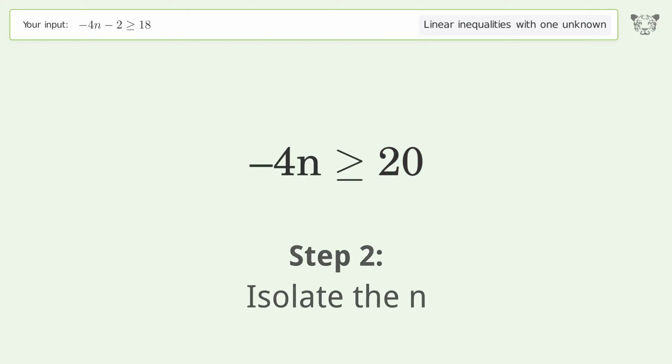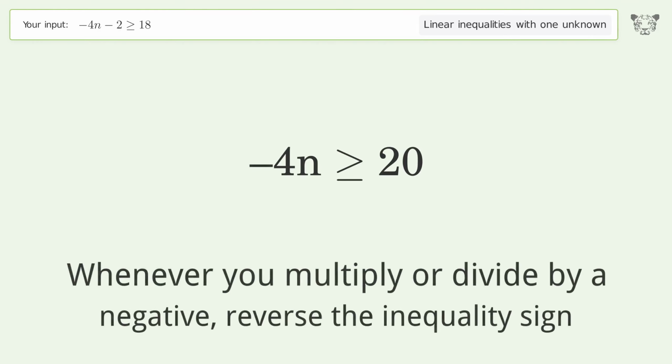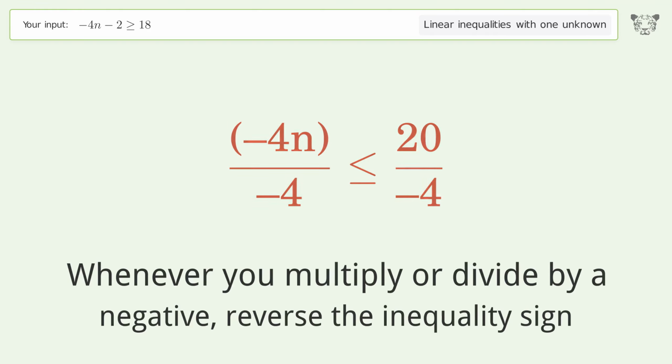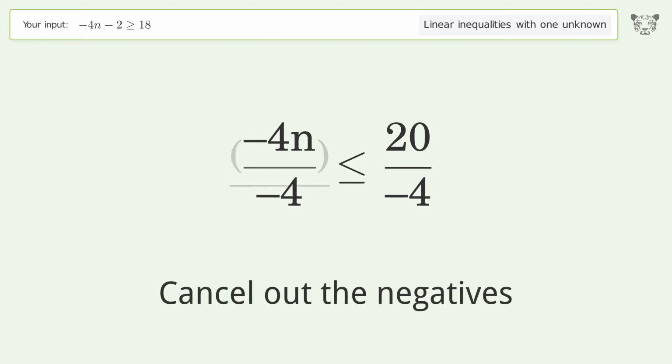Isolate the n. Divide both sides by -4. Whenever you multiply or divide by a negative, reverse the inequality sign. Cancel out the negatives.